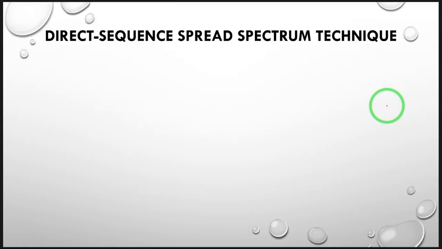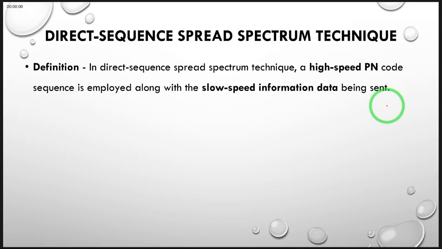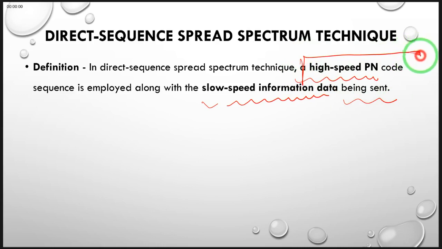And now we talk about the definition. We define DSSS as simply a high-speed pseudo-random noise code that is employed with raw speed data when it is being sent. The keywords we are underlining here are that we have a high-speed pseudo-random noise code that is employed to send low-speed data.